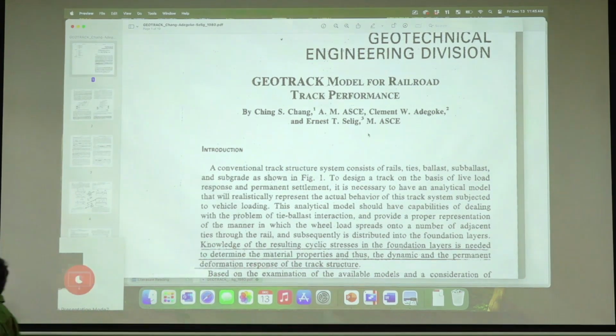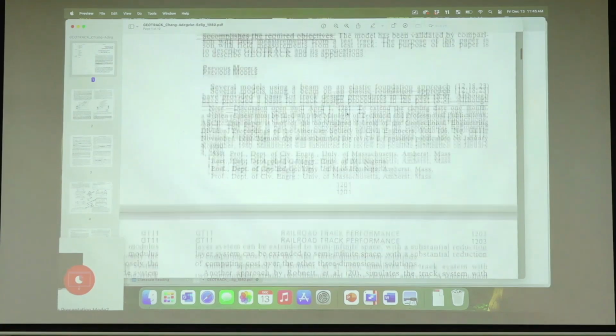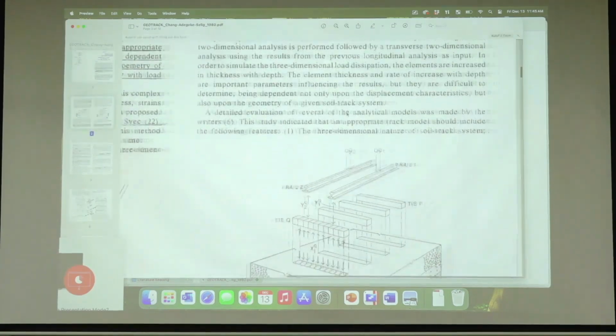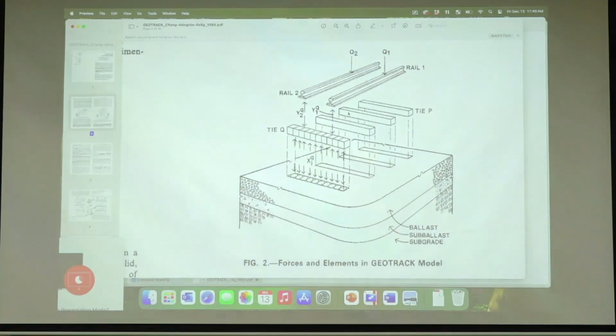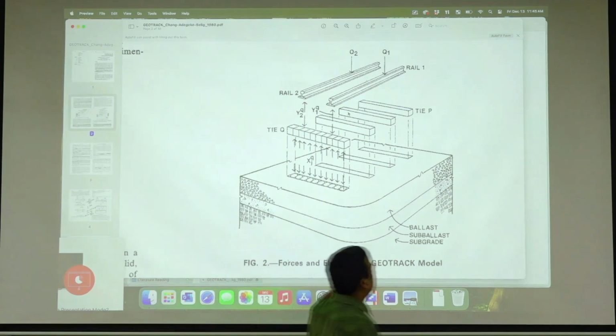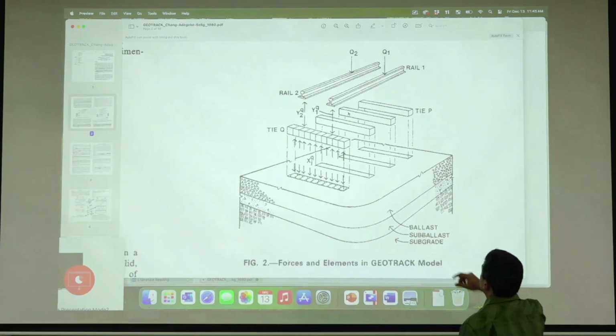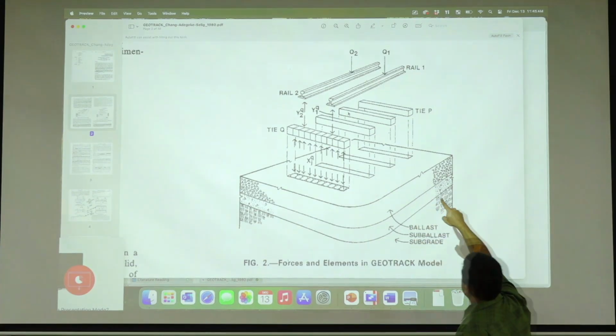It's again a layered elastic program. It was developed by Professor Ernie Selig, who is no more, but he was a professor at the University of Massachusetts. The whole idea of GeoTrack is that it is a beam that is discretely supported by the ties, basically a BOEF, beam on elastic foundation model.